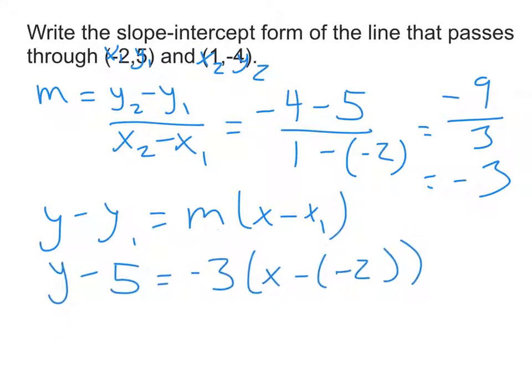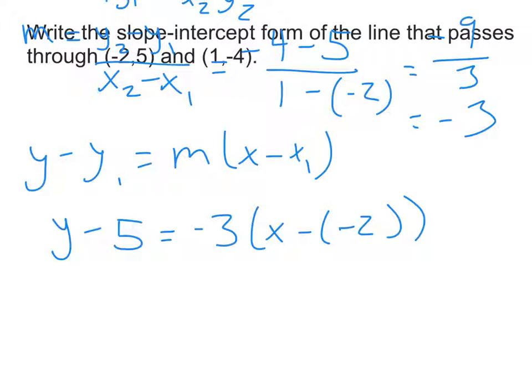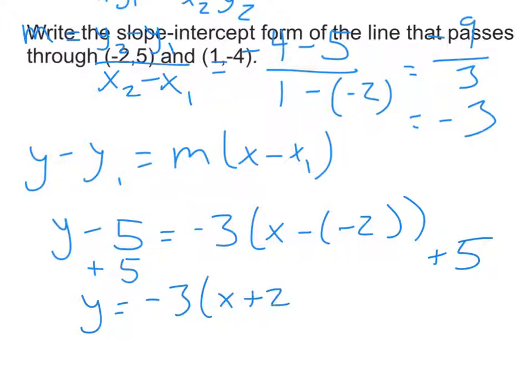So right here, let's see, what should we do first? We'll add the 5 to both sides. And this minus a negative 2 right here, I'm just going to rewrite as plus 2. So I'm going to put the plus 5 out here real quick, and we'll get y equals negative 3 times x plus 2, and now we have a plus 5 on the outside.